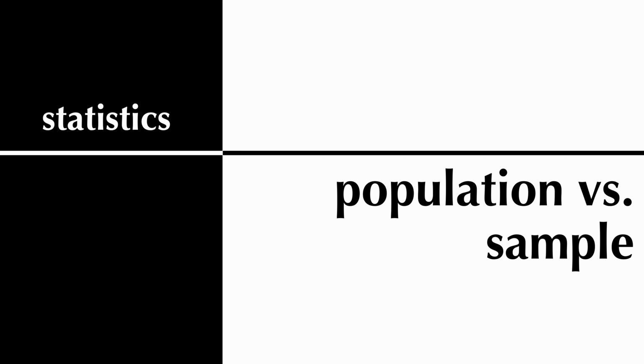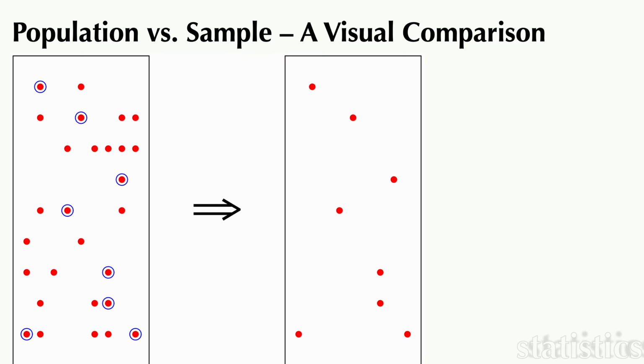Going to compare population and sample visually. Here's a visual comparison. On the left is an elongated rectangle with an entire population of red dots. There they are. On the right is just a sample of them. So they are the red dots that are encircled with the bluish purplish circle. So that is a sample of a larger population.